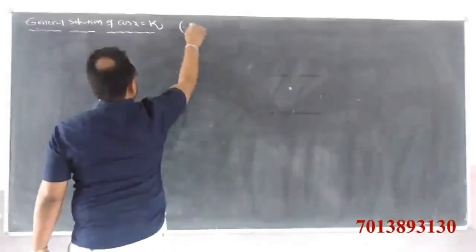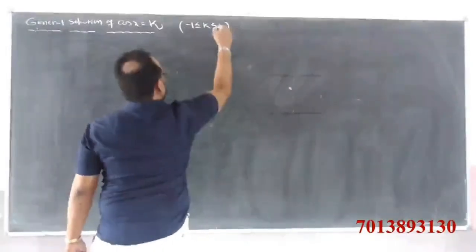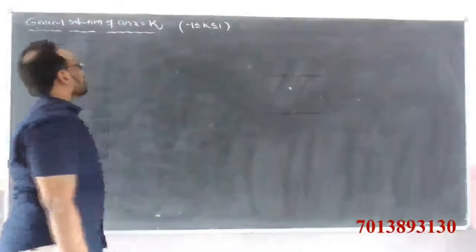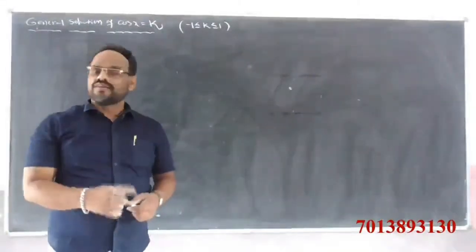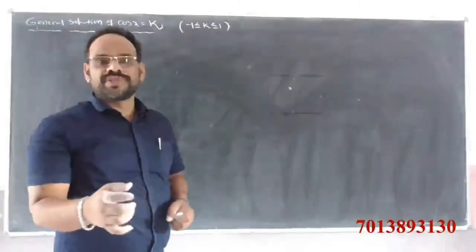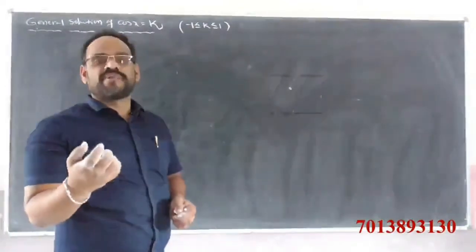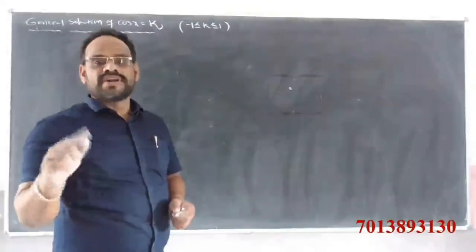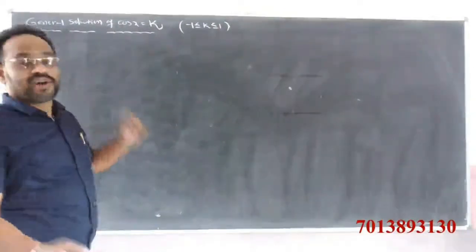Clearly, k lies between minus 1 and plus 1: minus 1 is less than or equal to k is less than or equal to plus 1. We want the general solution of cos x equals k. Already we learned cos x equals 0 means x is an odd multiple of pi by 2, that is (2n plus 1) times pi by 2, where n belongs to Z, is the general solution of cos x equals 0. But we want cos x equals k.